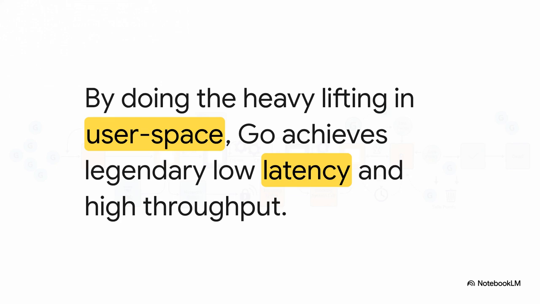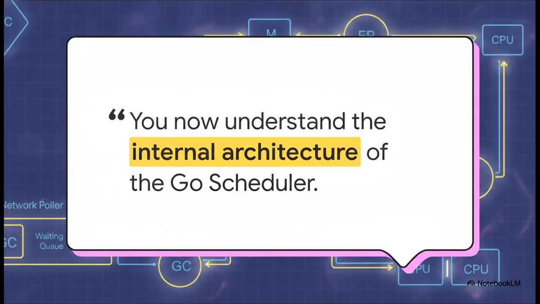So the crucial point is how all of these incredibly complex systems, the local and global queues, the network poller, the sysmon watchdog, and the garbage collector, all harmonize through that central GMP model we started with. By doing the heavy lifting in user space and cleverly managing the underlying kernel threads, Go achieves its absolutely legendary low latency and high throughput. We've covered a massive amount of ground today, unpacking the pure systems engineering magic that makes Go so powerful. You now understand the internal architecture of the Go scheduler, from Go routine creation to completion.